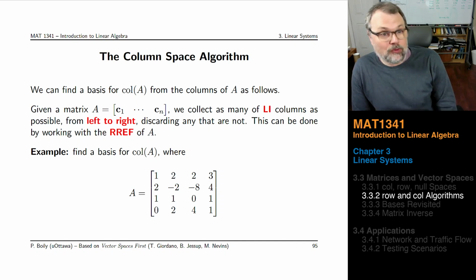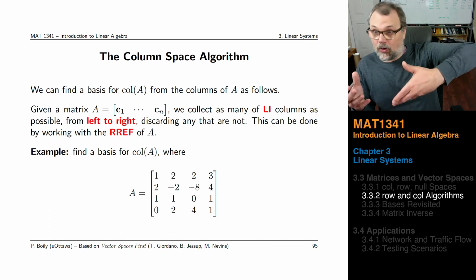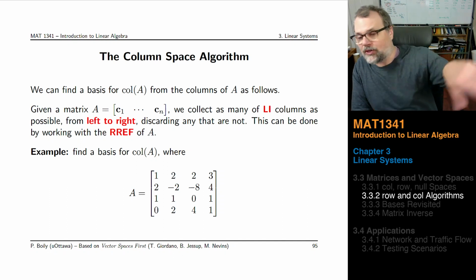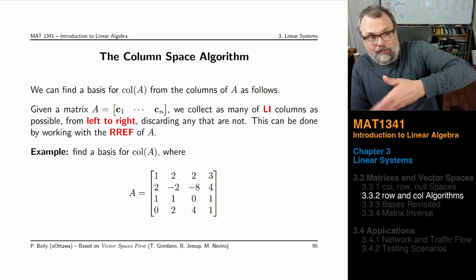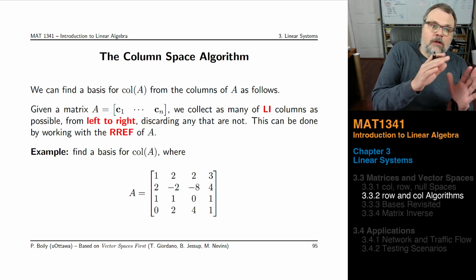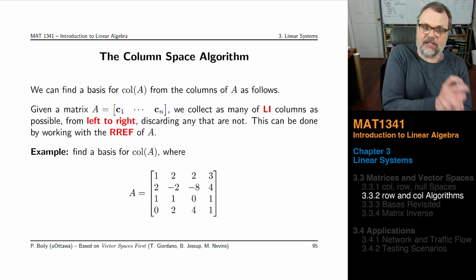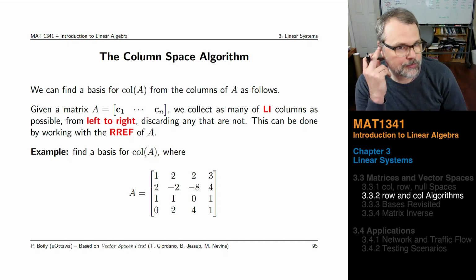What you would have to do first is potentially transpose the matrix A into A transpose, and then use the row space algorithm on the rows of A transpose, which would then be the columns of A, and you would get something similar. But I'd like us to think of a way in which we can find a basis for the column space of A without having to transpose the matrix first.